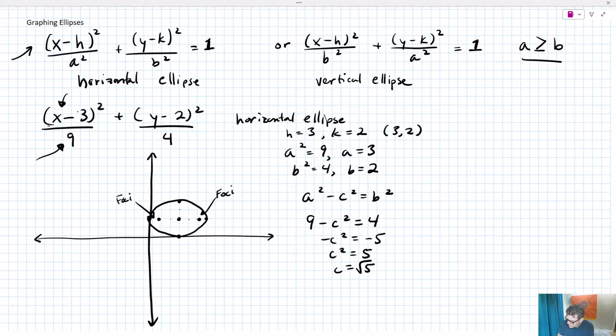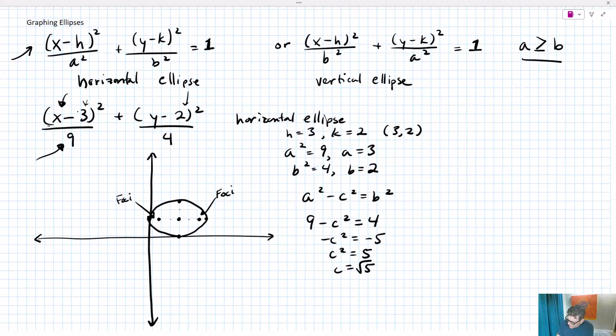And there's our ellipse. So we go in, we'll find the center of the ellipse, h and k, excuse me. And then we'll find a squared, b squared. A squared is going to be the larger of the two, and that will dictate whether we are going to have a horizontal ellipse or a vertical ellipse, right? Which one's going to be longer or shorter. And then that'll give us a and b.